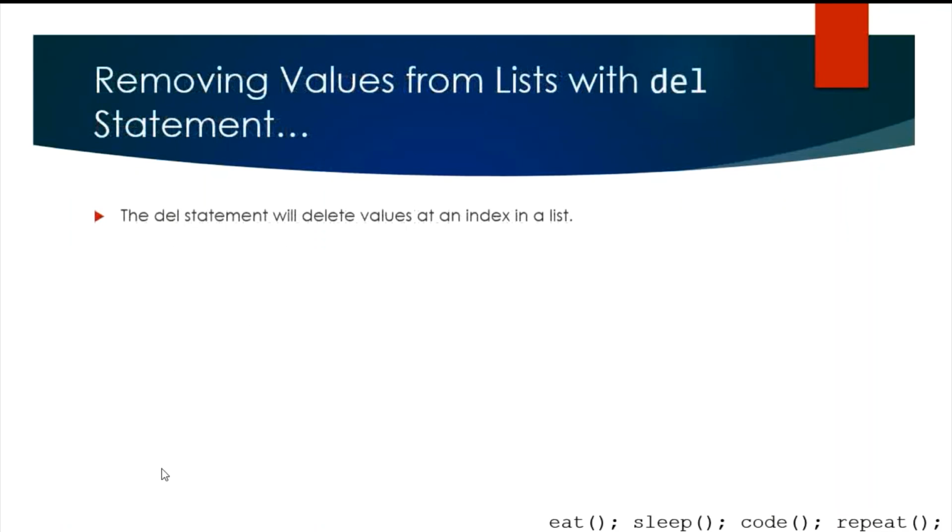Now what if I want to remove an element from a list? We're going to use a del statement. The del statement will delete the value at that index. One thing to remember: all of the values in the list after the deleted value will be moved by one index. We will see.